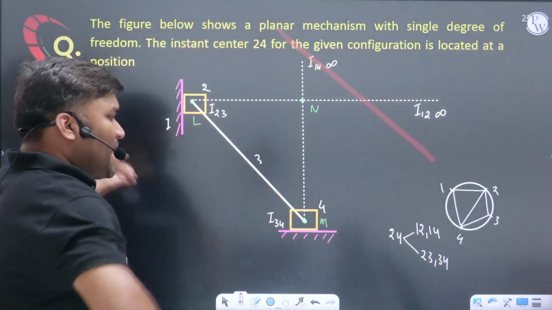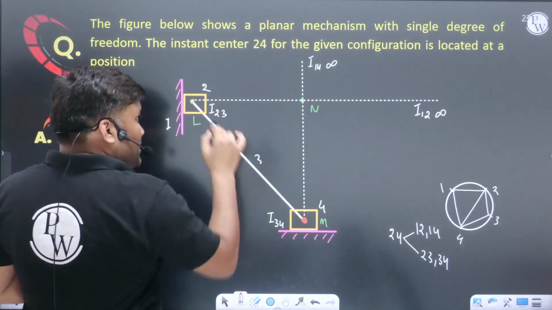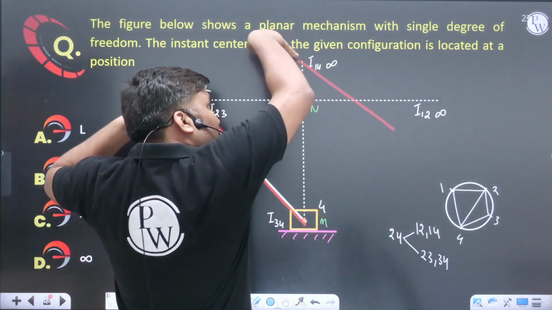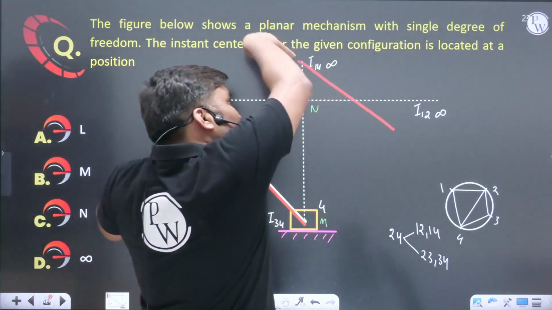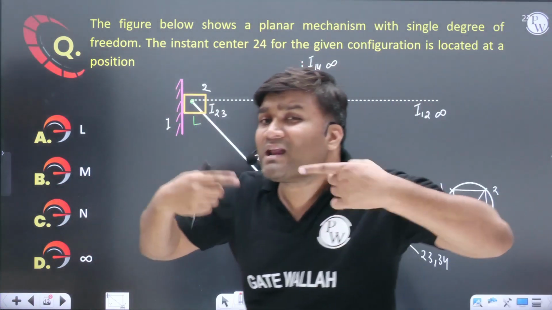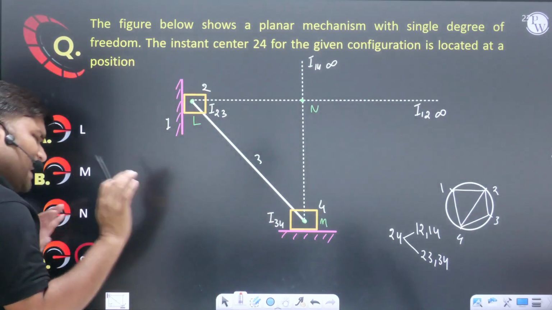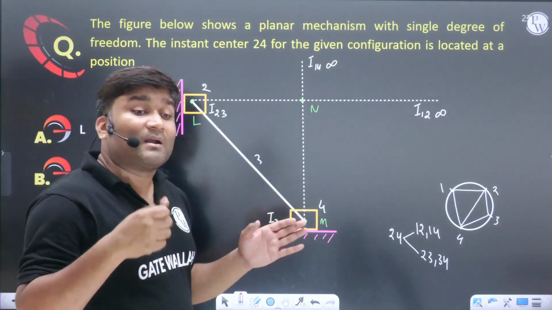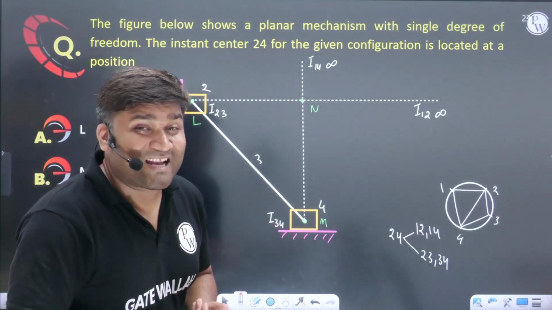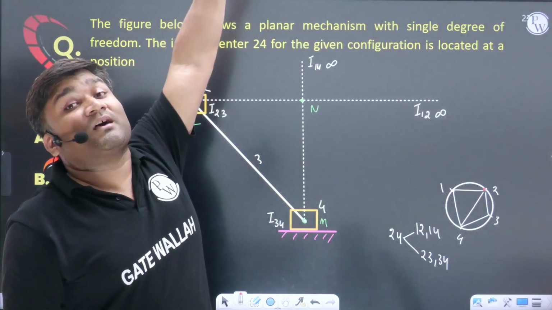Imagine kariye. And where is I23, I34? Sir, I23 ye hai, I34 ye hai. Draw this line, and this line. Where these two lines are going to have intersection? Sir, these two lines are going to have intersection at infinity. Where at infinity? Many people will give answer is infinity. Sir, I agree. Answer is going to be infinity. But where in infinity? Infinity may at least tell me the direction. It will be horizontal mein infinite or vertical mein infinite or where?